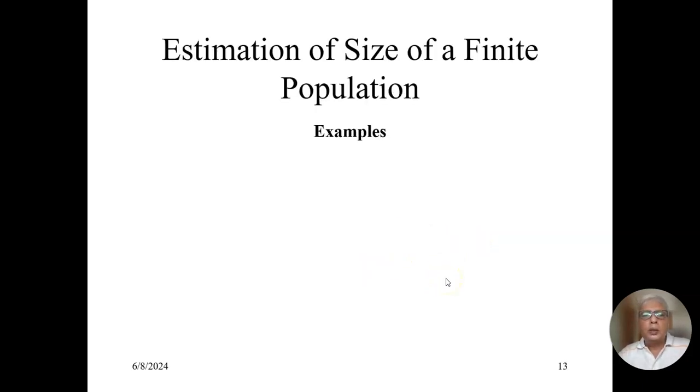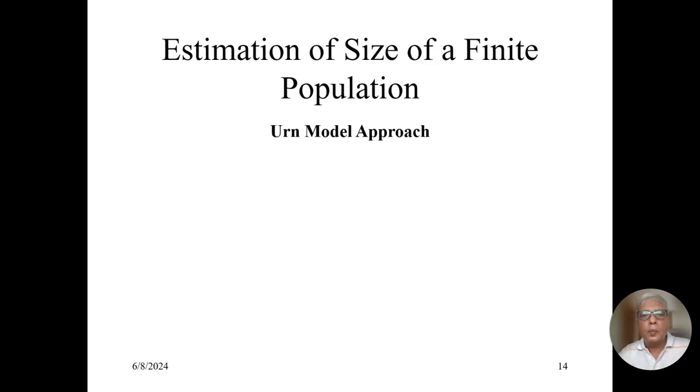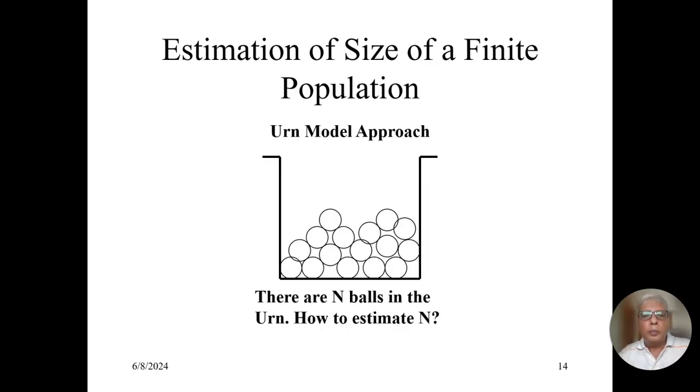So let's start with some examples like estimation of total number of fish in a lake, estimation of total number of bugs in a code, estimation of size of wildlife in a sanctuary, estimation of total number of balls in an urn model approach. So these are the examples of estimation of size of a finite population. It has vast literature. So let's start with urn model approach. So there are several balls in an urn. There are capital N balls. How to estimate capital N? So that is the problem.